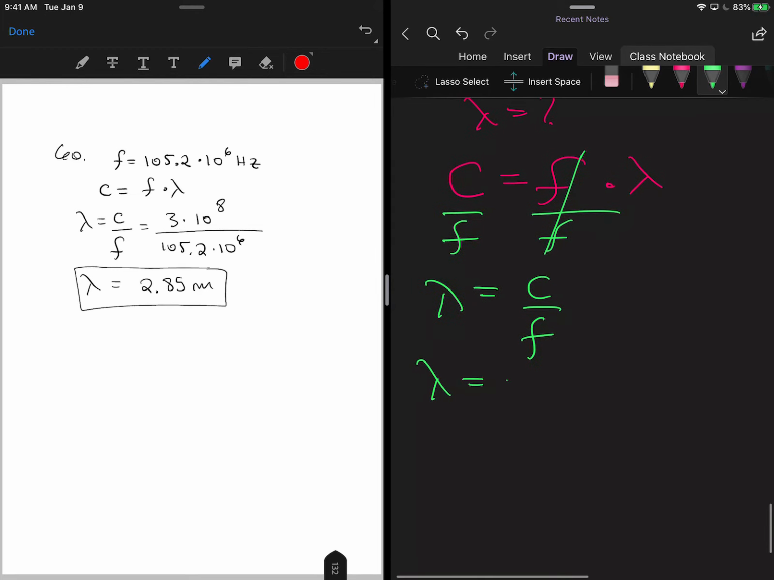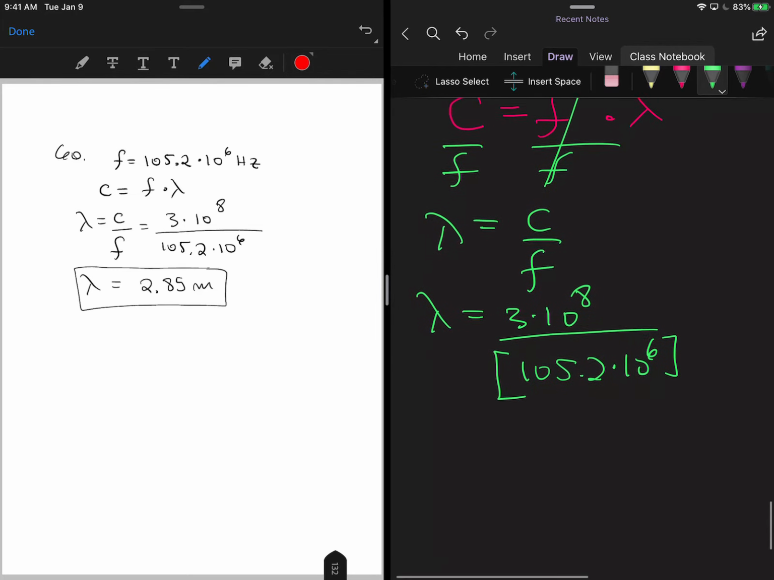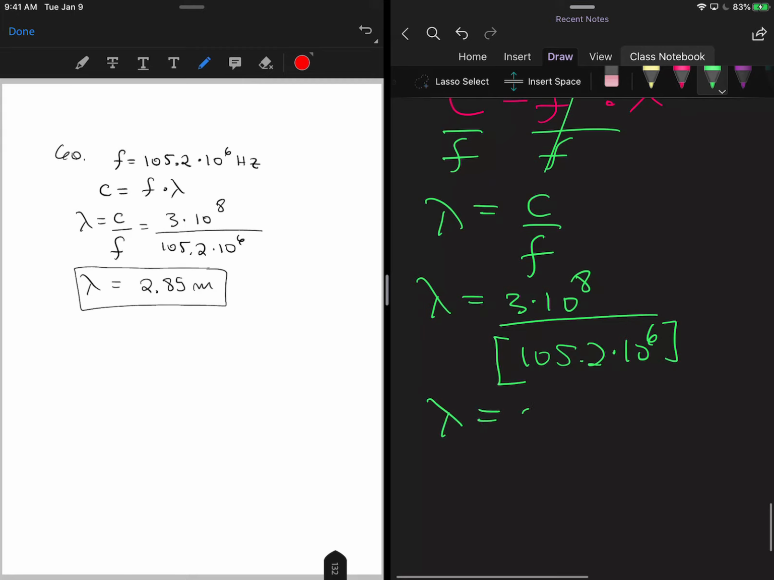And so that's going to equal 3 times 10 to the 8, divided by the frequency, which is 105.2 times 10 to the 6th, and that is going to equal 2.85 meters.